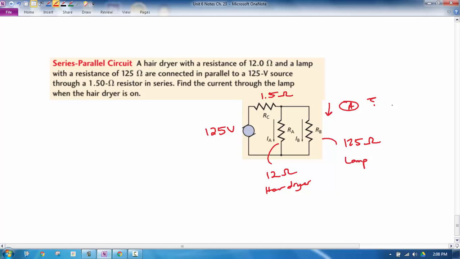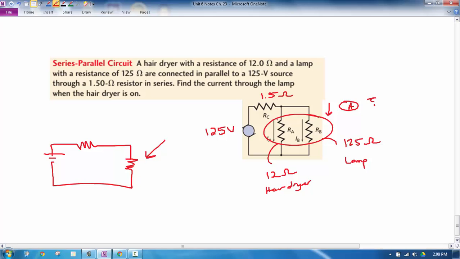So what we're going to do is reduce this circuit. First of all, I'll replace the voltage supply with the battery symbol. What I'm going to do is redraw this so that I have two resistors in series. So I'm going to add these together in parallel to get basically one resistor. The way I do that is with the formula for equivalent resistance in parallel: 1 over resistor 1 plus 1 over resistor 2. And these resistors are 12 and 125. I'm going to add these together and then take the reciprocal to find the equivalent resistance, which is about 10.95.